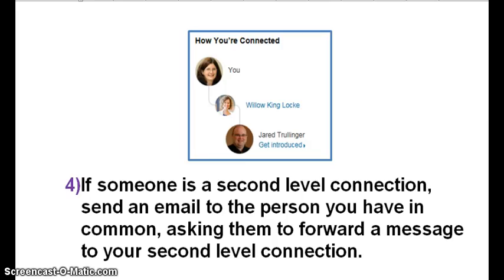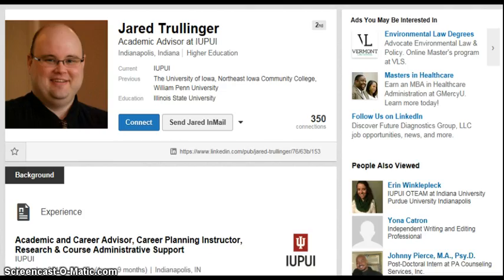So here's another strategy to use. If you're a second level connection with someone, so I'm a second level to Jared, but we have someone in common. Jared is a first level connection to Willow King Locke, and I'm a first level connection. So I could send an email to Willow King and ask her to forward a message to Jared. Let me show you how this is done.